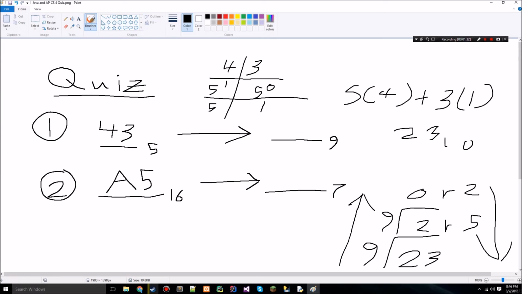So go up and then we go down, so 2, 5, that's the answer. The remainder is 2, 5. So 43 base 5 is 25 base 9. Alright, so that is the first solution.